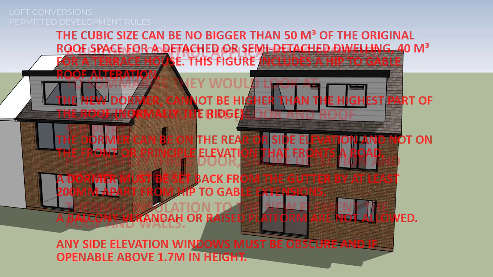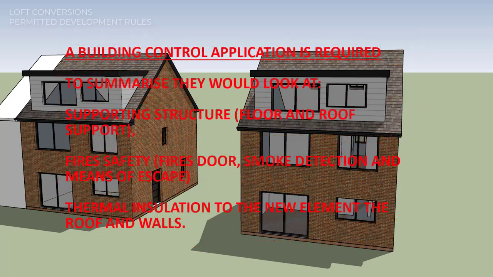Building control regulation is required, and to summarise, they will look at the supporting structure, the roof, the floor. They'll look at fire safety in respect of fire doors, smoke detection and means of escape, and they would look at how it's thermally insulated to all the new elements of construction, the roof and the walls. Due to numerous technicalities, it's always advised to use an expert to take you through the process from design to build.